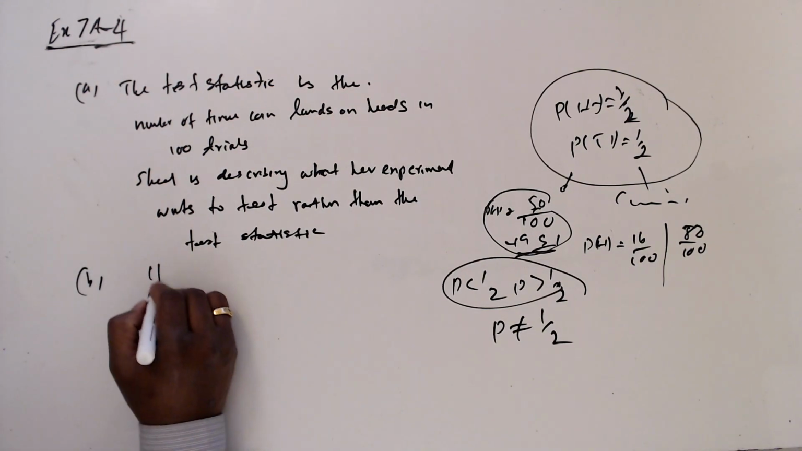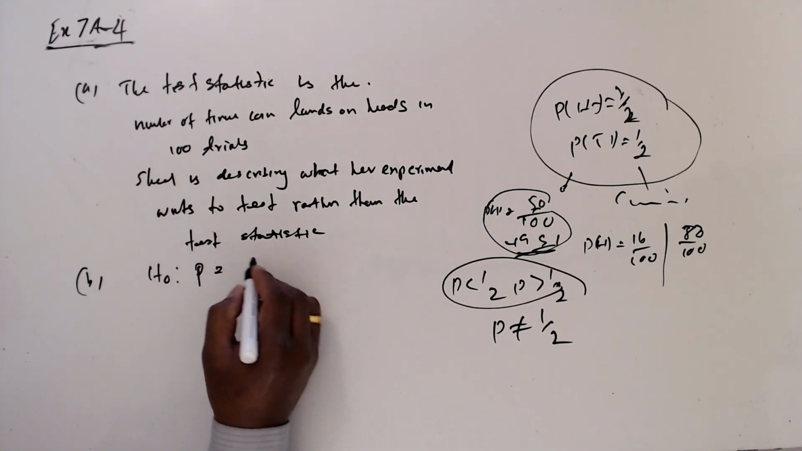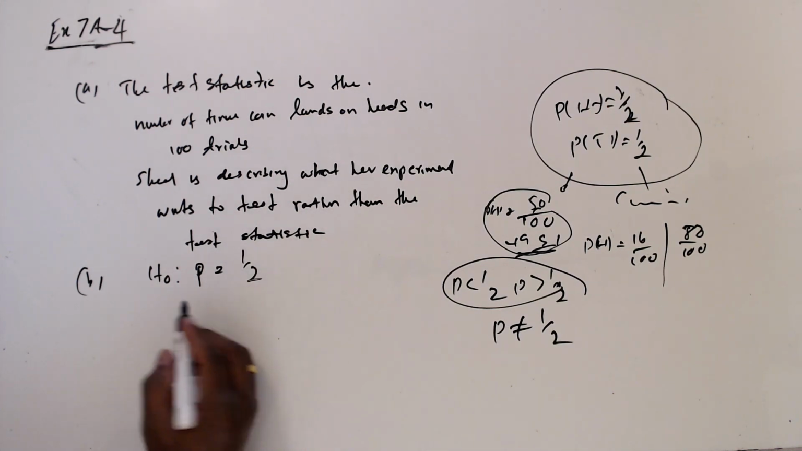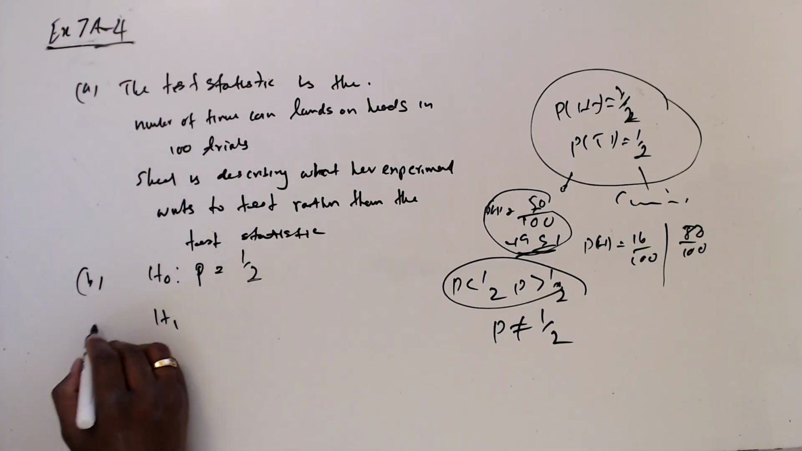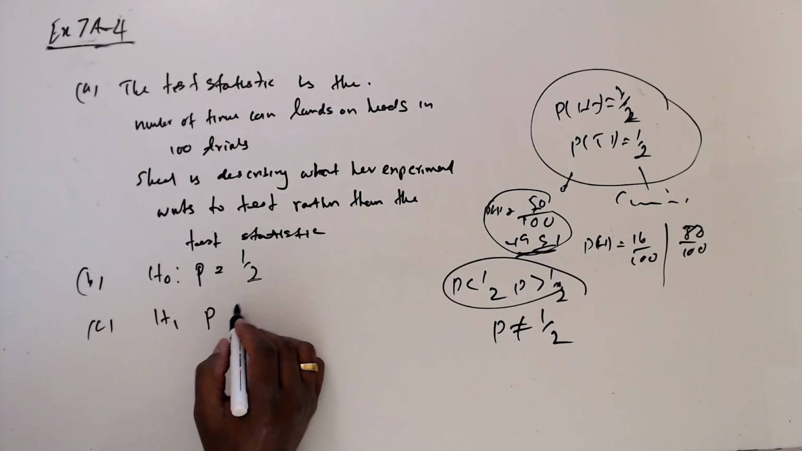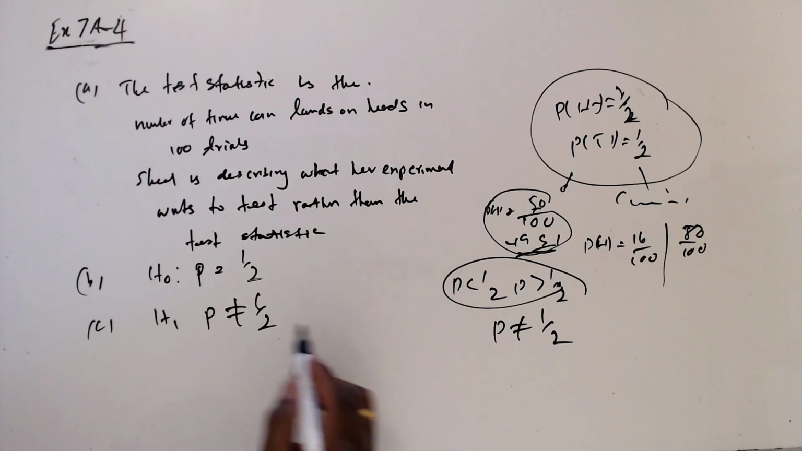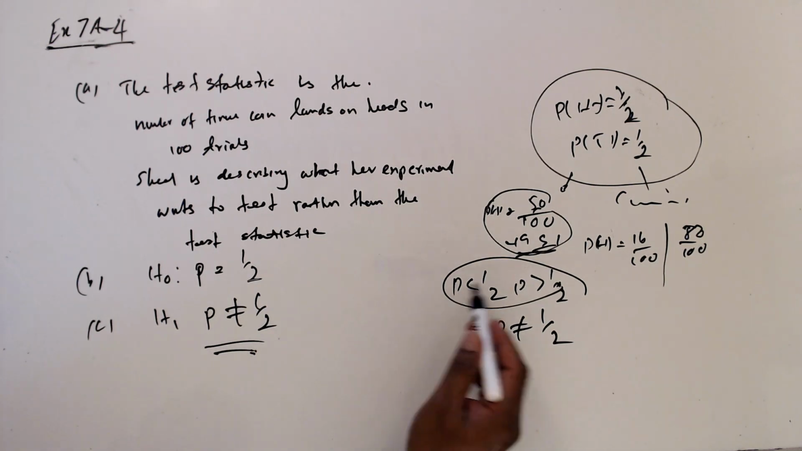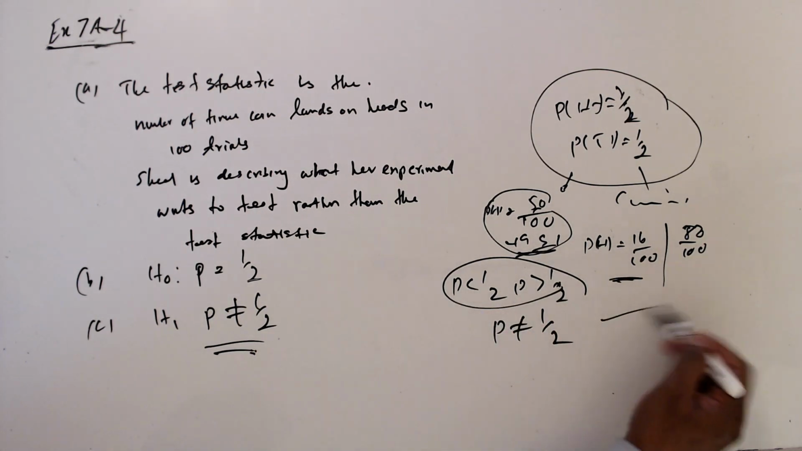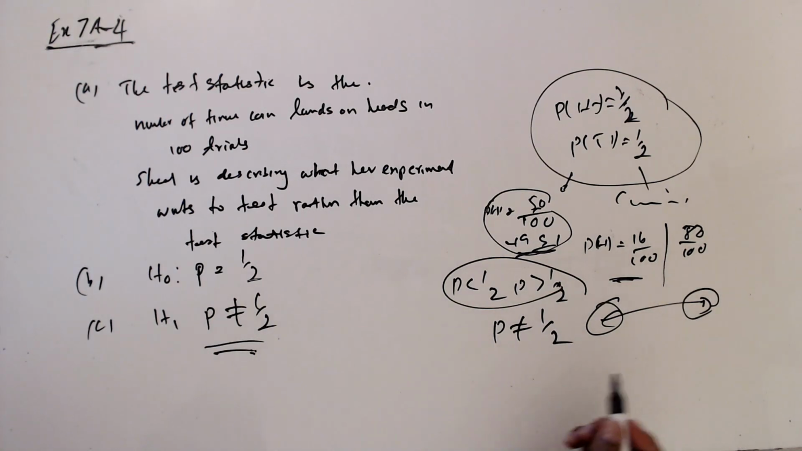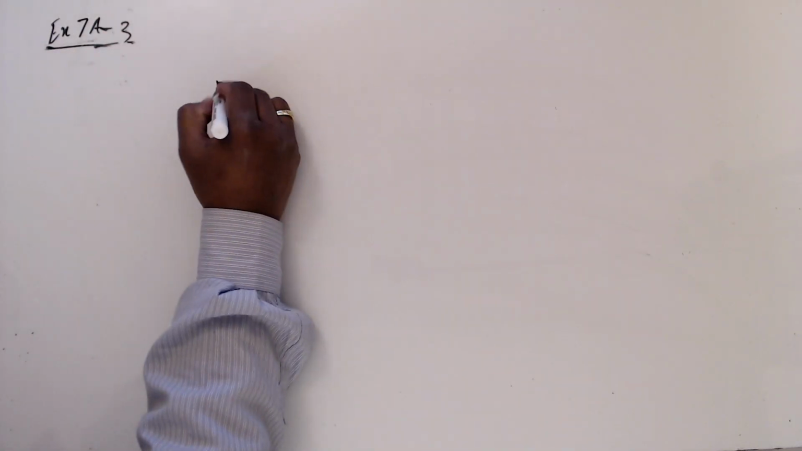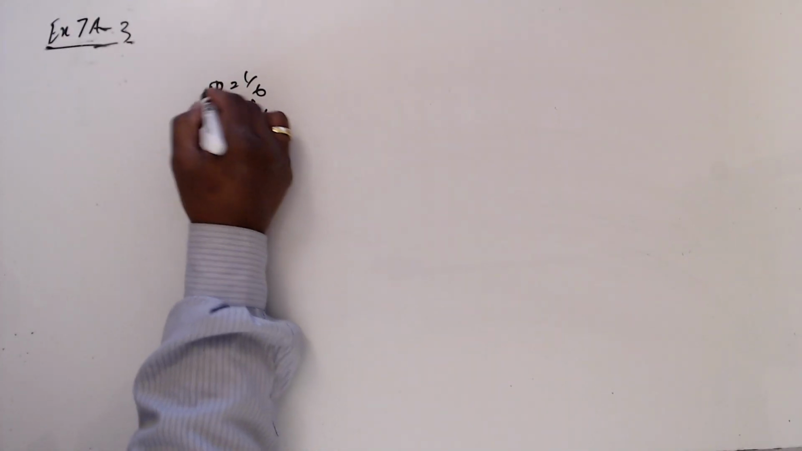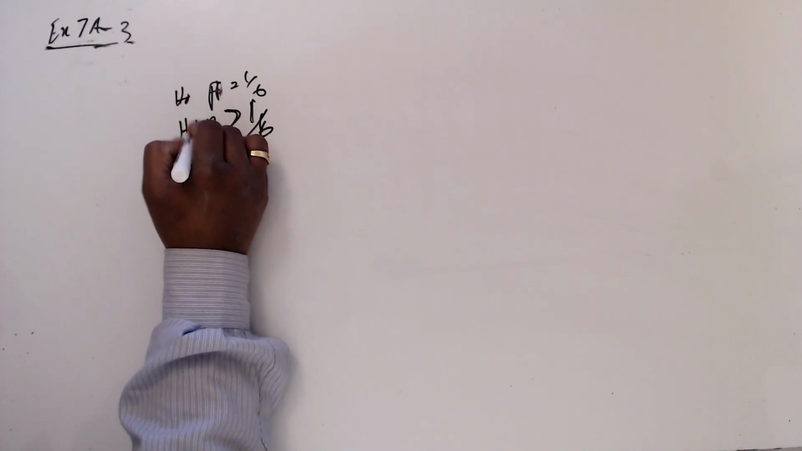So B is suitable. Null hypothesis: probability is half, and the other one is H1: probability not equal to half. So this is going to be a two-tail test. The bias can be to both sides. In the number line, it is lower tail or it can be upper tail. In question number 3, it is P equal 1 over 6 but P greater than 1 over 6. This is H0 and H1.